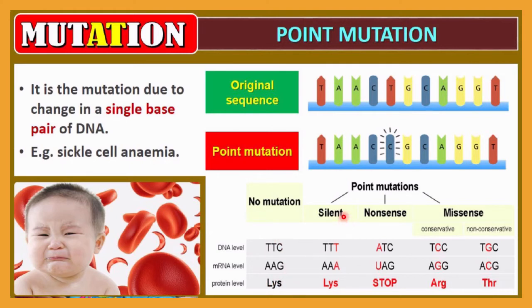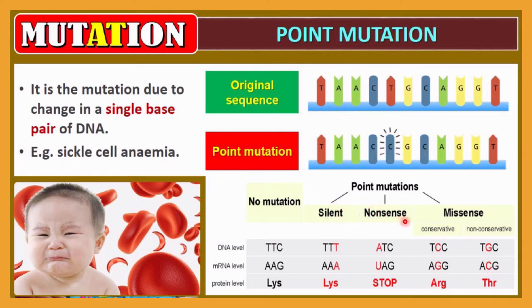Let me discuss what happens if a silent mutation occurs. Suppose TTC was there in the normal one, but now C is replaced with T. As a result, the DNA level is changed, and the mRNA also changes. Here you can see AAA. But in the case of a silent mutation, even though this is changed, the protein will be the same. So there is no phenotypic change, just a genotypic change. That's why it is called silent point mutation: mutation occurs, but you cannot observe it in phenotypic changes.